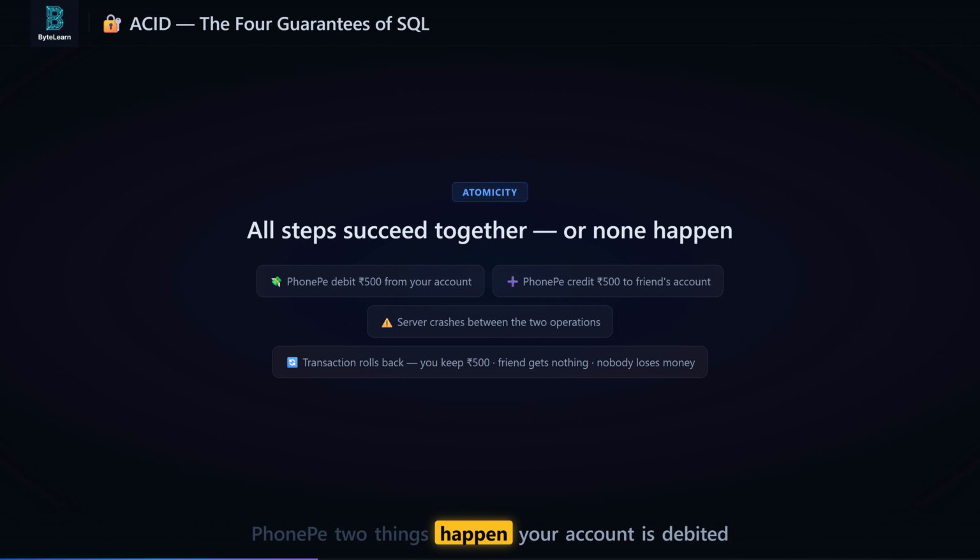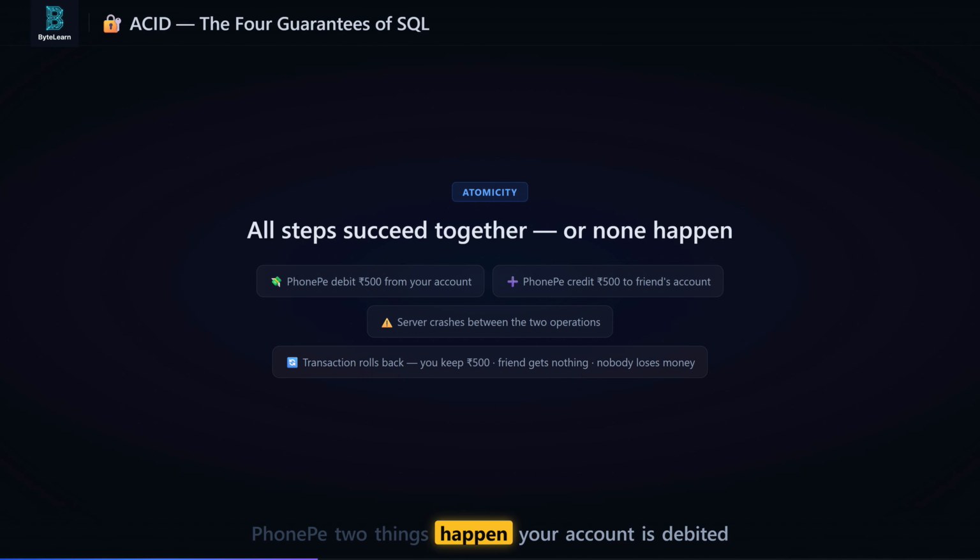The tension between SQL and NoSQL comes down to one fundamental trade-off: consistency versus scalability. SQL gives you strong guarantees but is harder to scale. NoSQL gives you flexibility and scale but relaxes some guarantees. Neither is better. They are optimized for different problems.